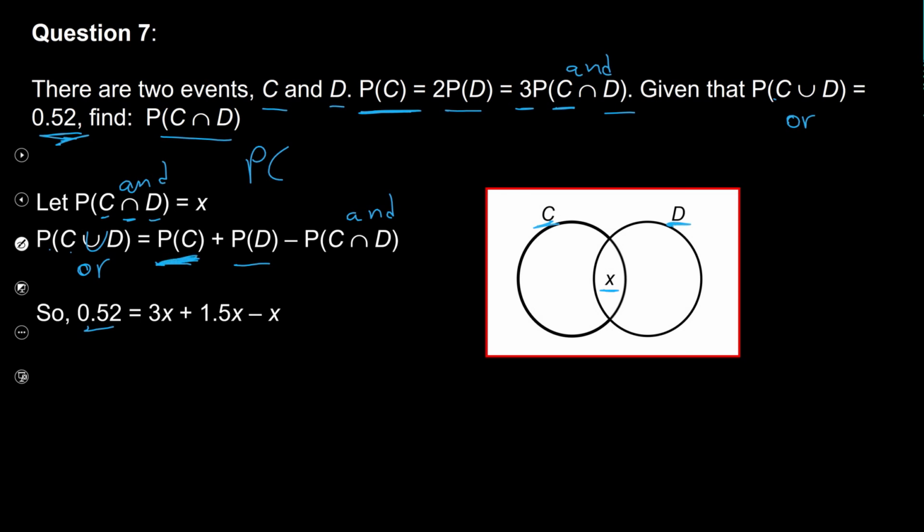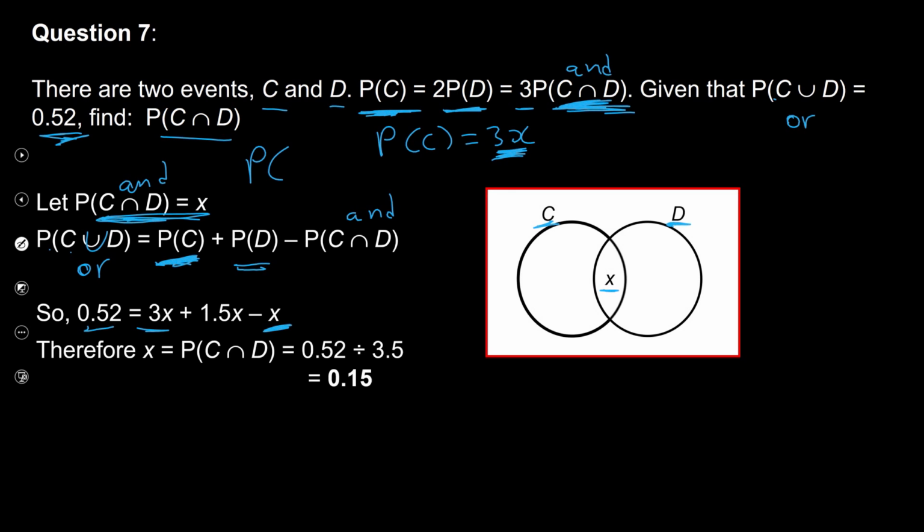If you look at the probability of C, we said let the intersection be X. Because we know that P(C) is 3 times X, then we get 3X. And also we know this is X. Then we can calculate the probability of D. So if this is 3X, we divide both sides by 2 and we get 1.5X. And the intersection is X. Then from here, what we have to do is solve for X. This is what we get, and this is what is required for us to calculate. Fantastic. We get 0.115.